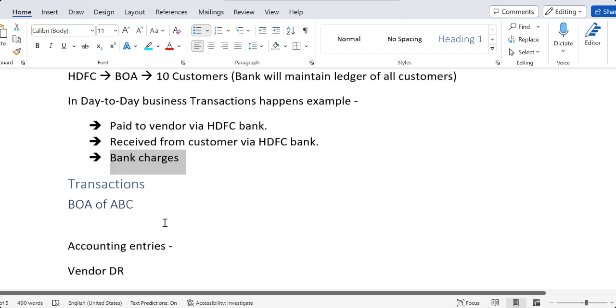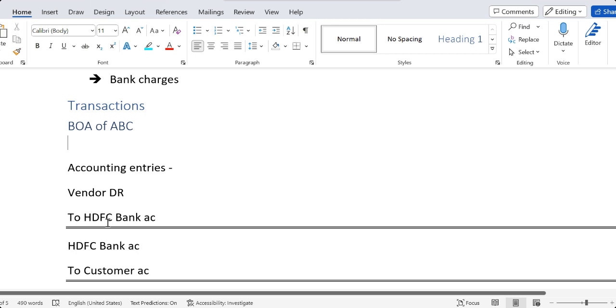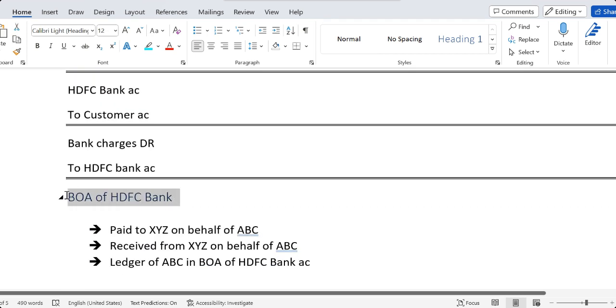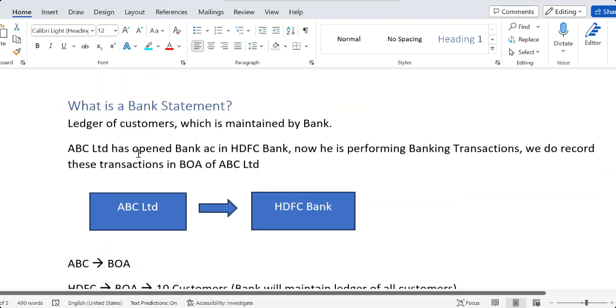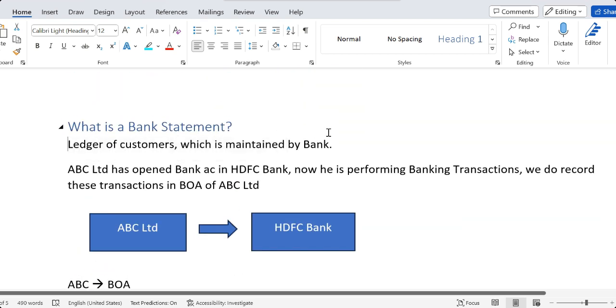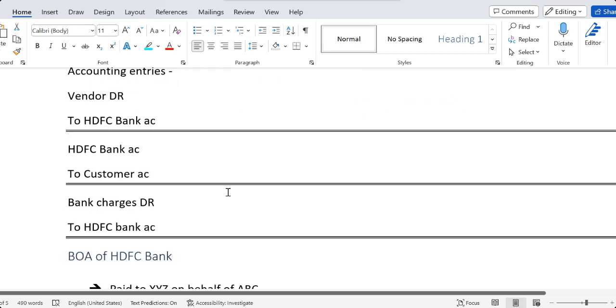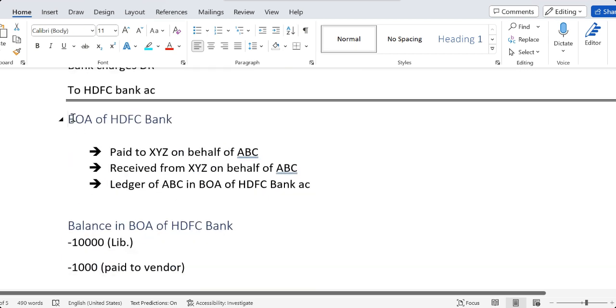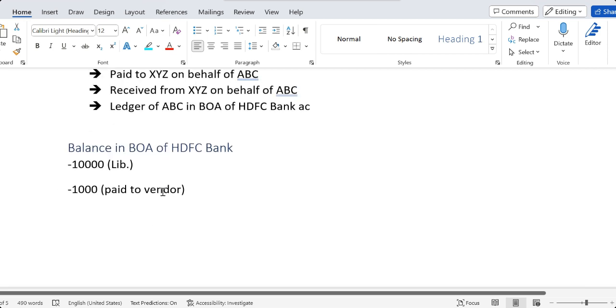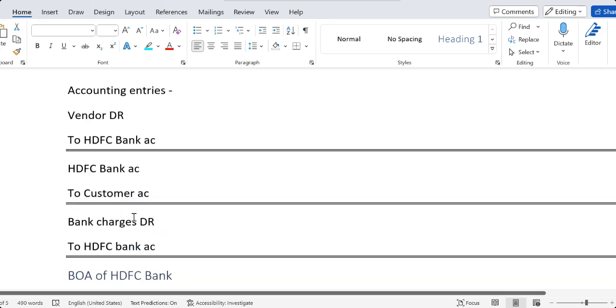So now we understood that the main things are two. One is the transactions, second is the books of accounts, right? So it will make it easy to understand what is a bank statement. Now we have the books of accounts of ABC Limited. Now we have the books of accounts of HDFC Bank. And what we understood here is that the ledger of a customer which is maintained by the bank is called a bank statement, right? So suppose the books of accounts of HDFC Bank maintain the ledger of Mr. A or ABC Limited. That's called the bank statement. We'll see it later here.